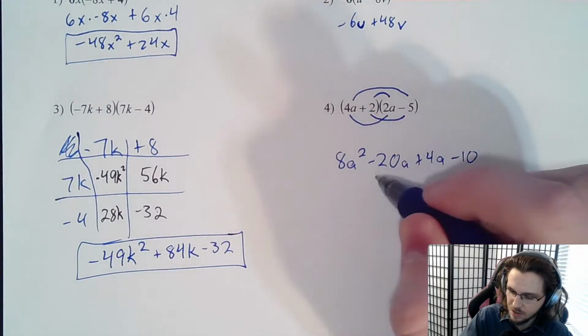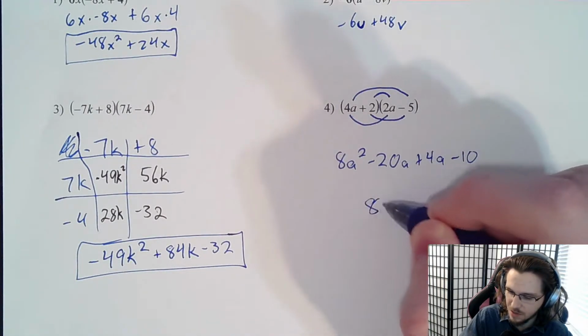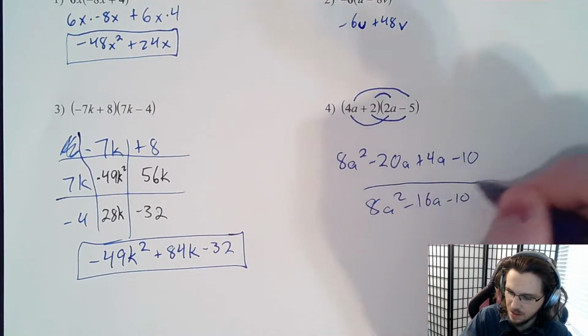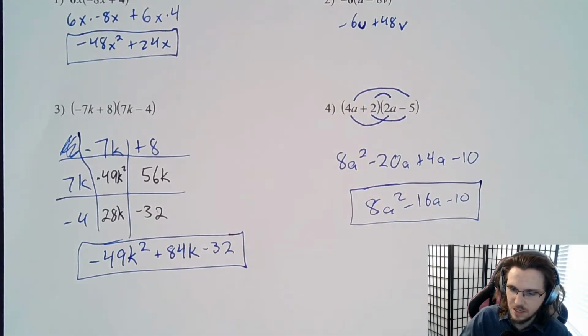Then you add your like terms. Only those two in the middle will be like terms. So 8a squared minus 16a minus 10. That's it. Easy enough. We're already halfway done. Only four more to go. Let's do it.